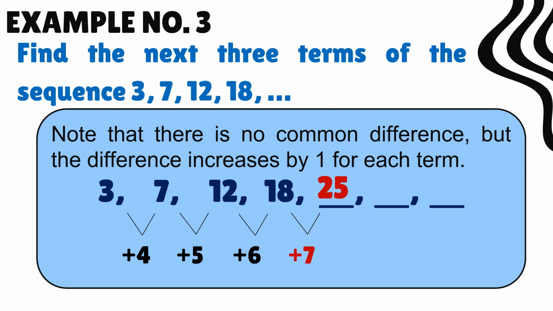The expected difference of the 6th and 5th term is, okay, this is 8. So add 25 and the difference 8. The result is 33. The expected difference of the 7th and 6th term is, okay, 9. So add 33 and 9 to get 42 as our 7th term of the sequence. So the next 3 terms of the sequence 3, 7, 12, 18 are 25, 33, and 42.